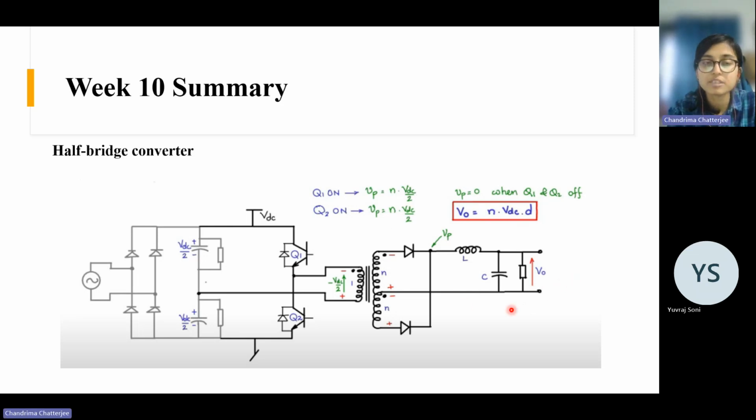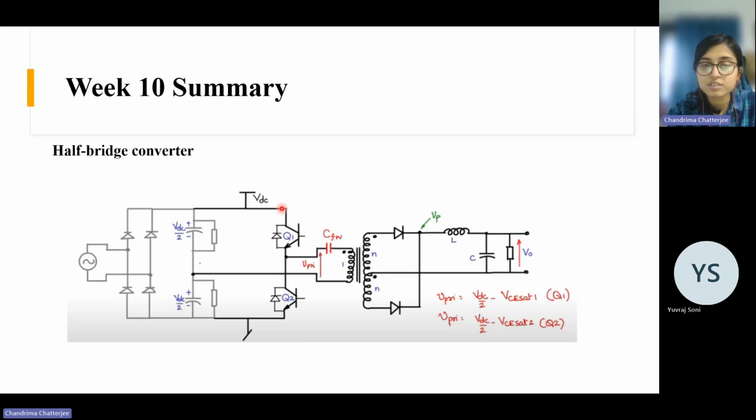This is the half bridge converter. Now the problem of flux walking also happens here because it is possible that the VCE of Q1 and Q2 are different. The voltage drop across Q1 and the voltage drop across Q2 is different. So another solution is we can add a capacitor in series with the transformer.